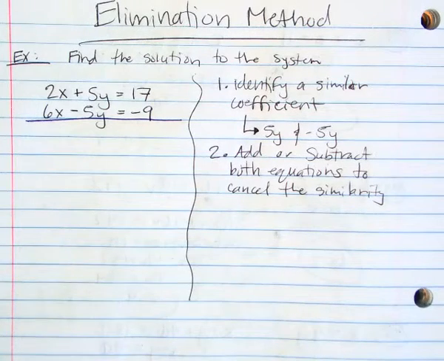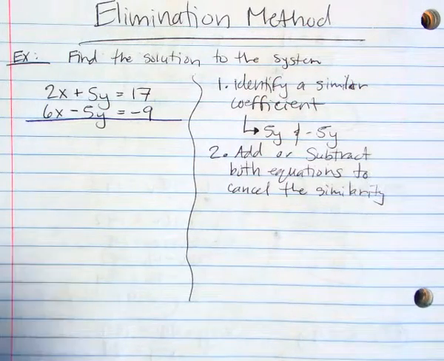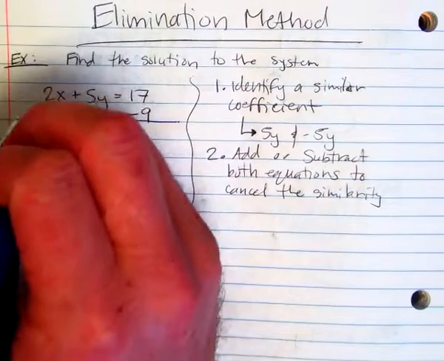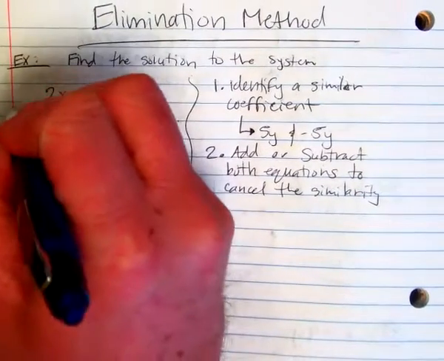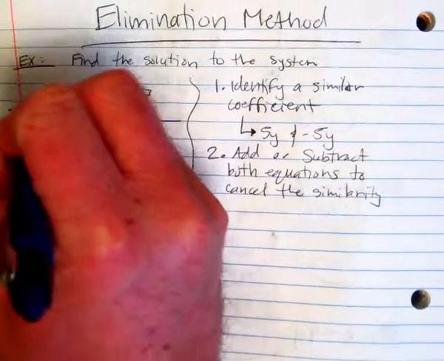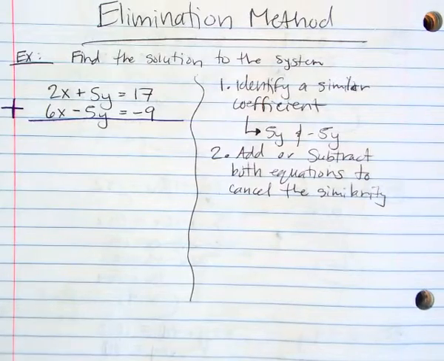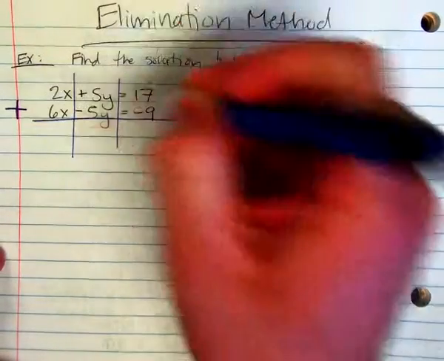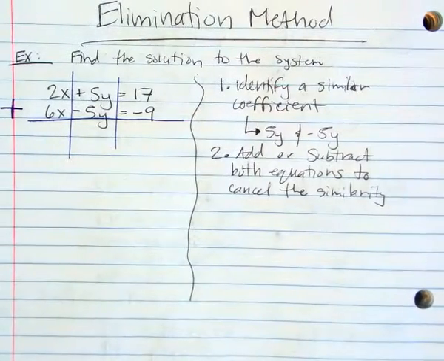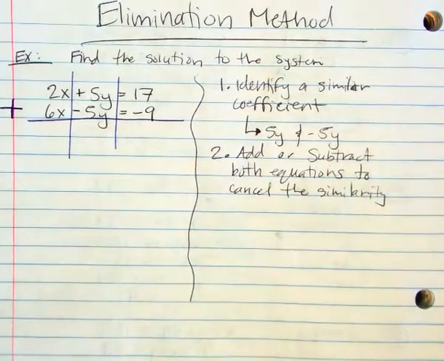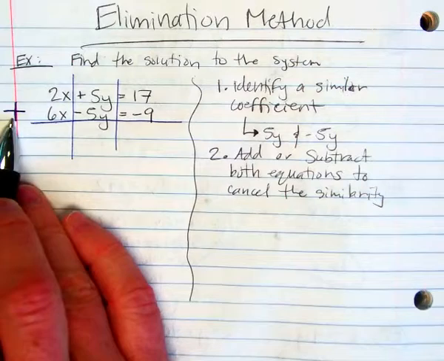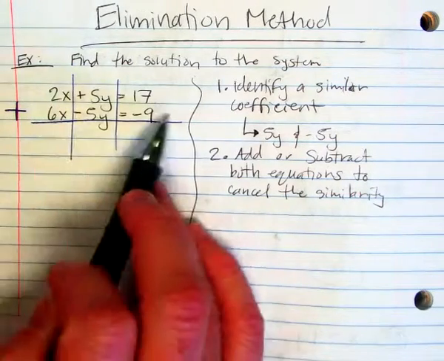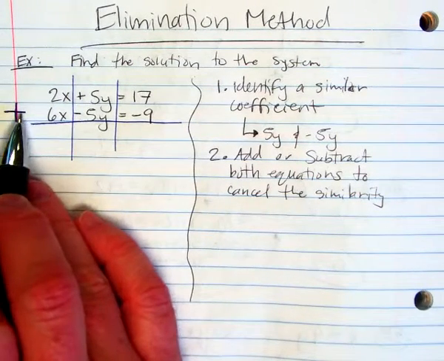Dylan? I have to add them. So please pay close attention to what this does. I'm going to put a big old plus sign in front of everything. And I'm going to add these in columns. I'm going to add the x's, I'm going to add the y's, I'm going to add the constants. Please make sure that you understand that each column is an addition problem.